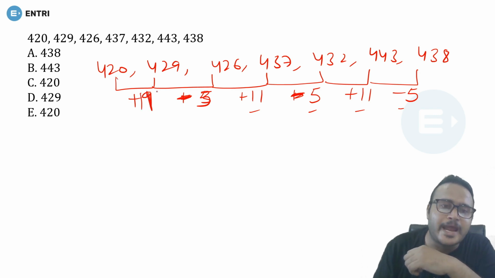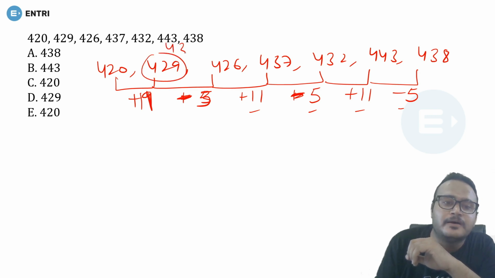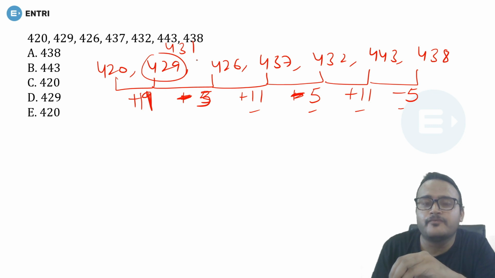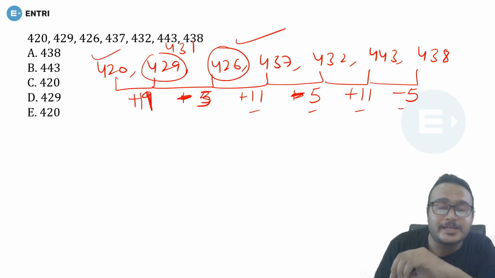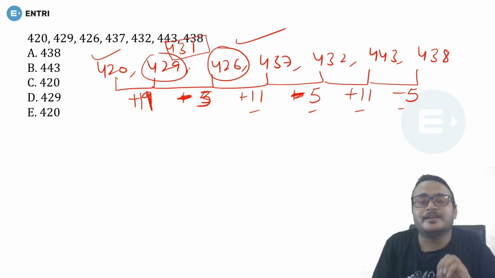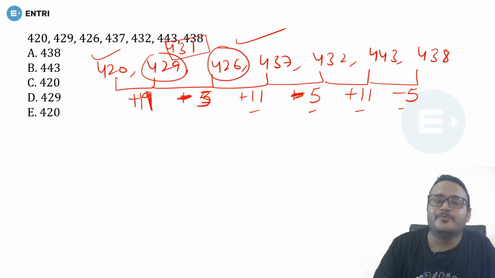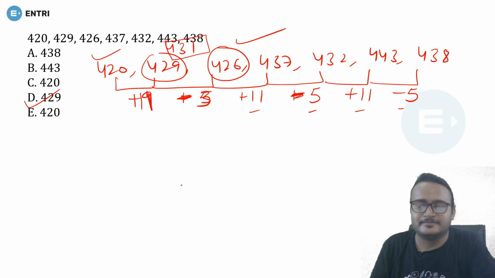So guys, if you add 11 to 420, then you will have 431 rather than 429. And if you subtract 5 from 431, then you will have 426. That means this number is correct, but not 429. So 431 will be the right answer. 431 must be there rather than 429. So you can mark 429 as the wrong number in the series.